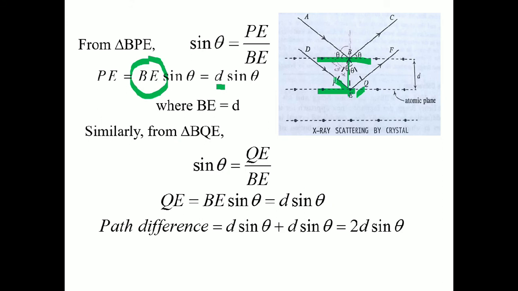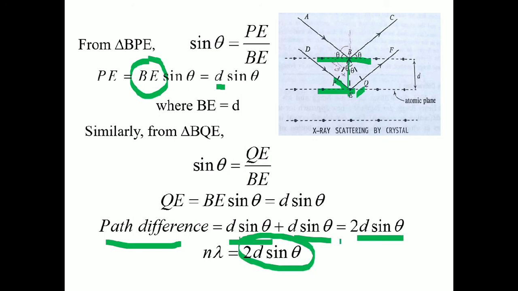And what is the path difference? It was told to you as PE plus QE. We have PE equal to d sin theta, and QE is also d sin theta. Substituting, you get d sin theta plus d sin theta, totally 2d sin theta, that is the path difference. And the basic definition of path difference is n lambda according to physical optics. So we get n lambda equal to 2d sin theta. This is how to obtain the expression for Bragg's law.